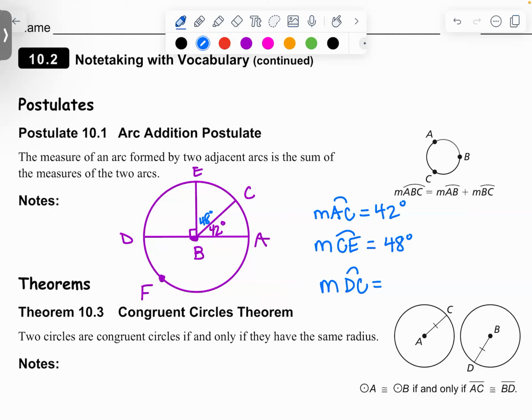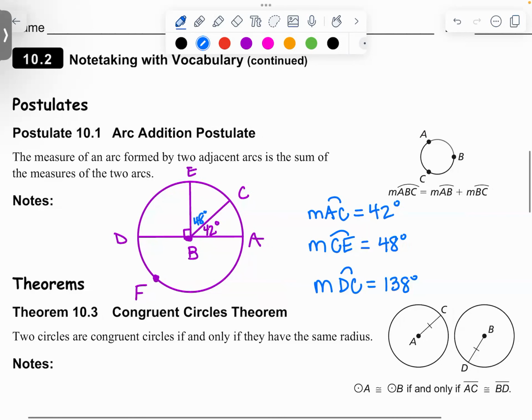What if I asked you for the measure of arc BC? What would that be? What did you say? And how did you get 138? 90 plus 48. Good. So we have 90 plus the 48. Okay. What if I asked you for the measure of arc CAD?